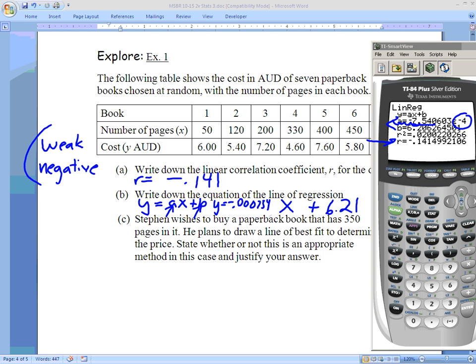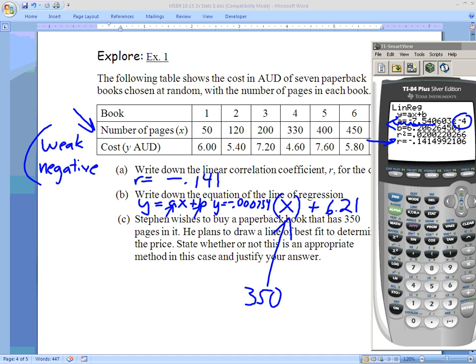All right, part C. Stephen wishes to buy a paperback book that has 350 pages in it. He plans to draw a line of best fit to determine the price. State whether or not this is an appropriate method in this case and justify your answer. Well, remember, x represents our number of pages. And so if he's going to buy a book that has 350 pages in it, there's nothing to stop us from taking this x right here, plugging in 350. And then we can just reach for our calculator and plug in these values.